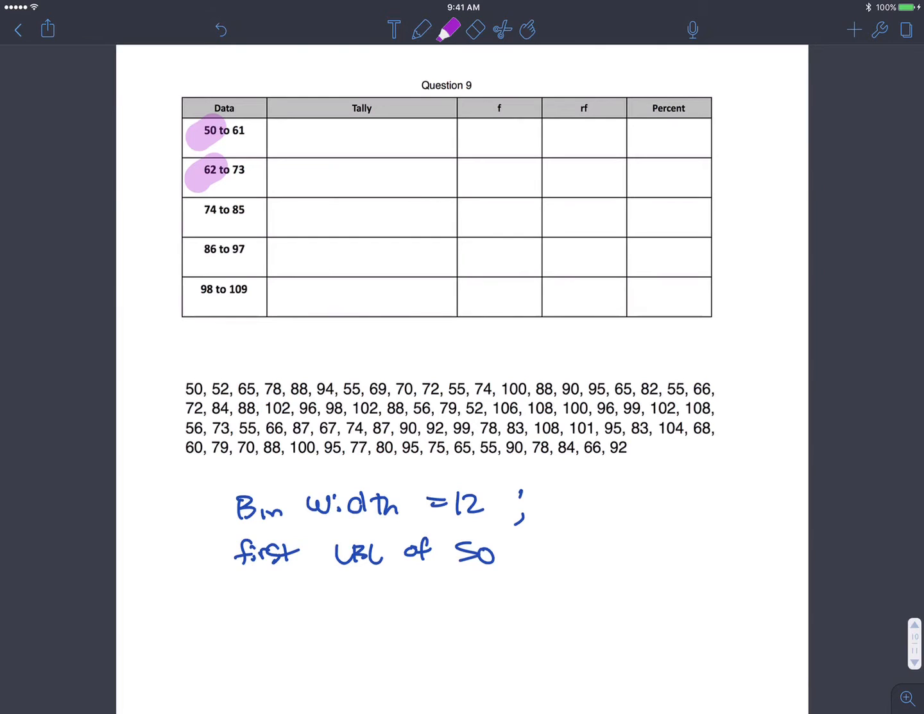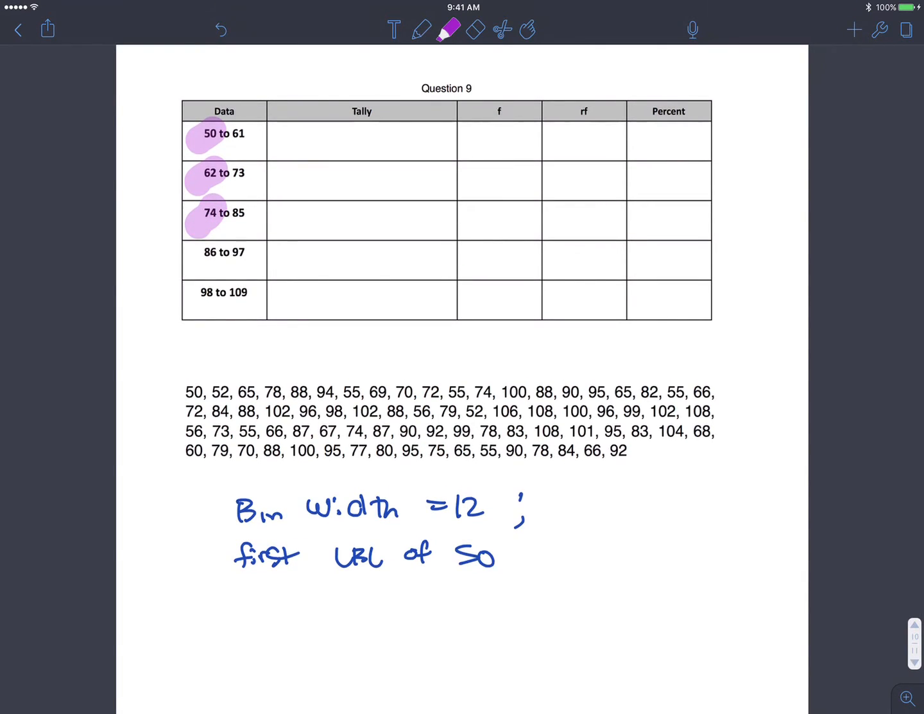And now I have a bin width of 12, so I get the other lower bin limits by adding 12. 50 plus 12 is 62. 62 plus 12 is 74. 74 plus 12 is 86, and 86 plus 12 is 98. These are now my adjacent lower bin limits using a bin width of 12.